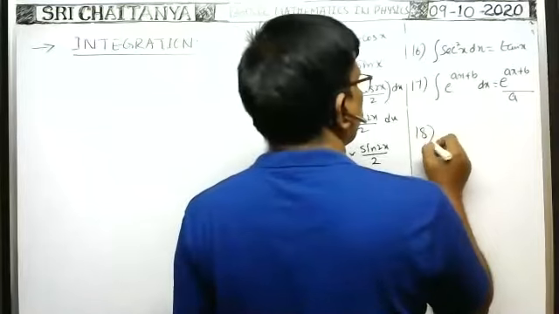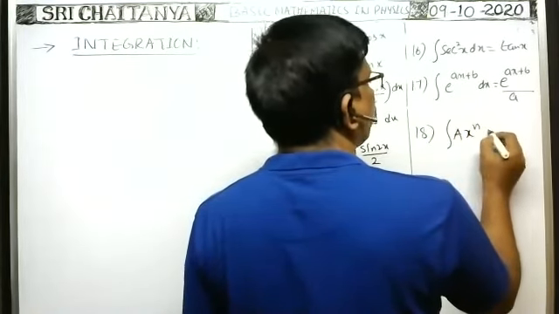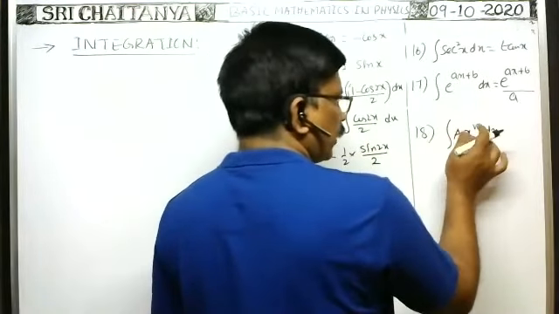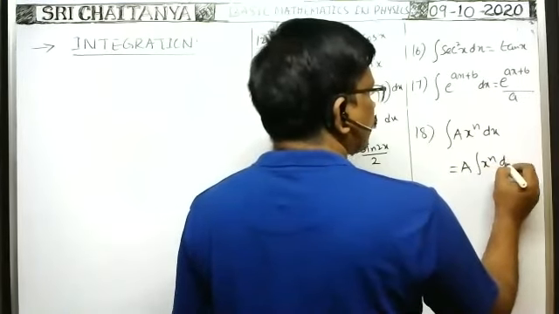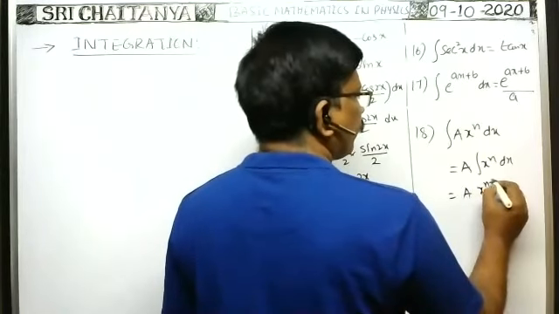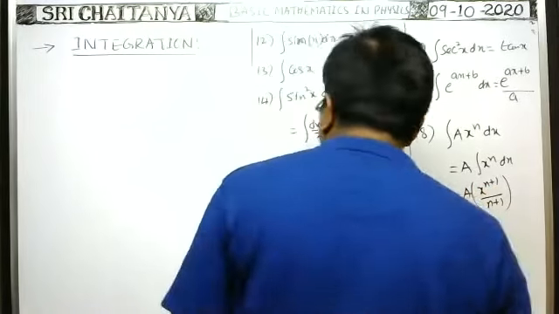Suppose here integral of some constant a into x power of n dx is there. When the constant is in multiplication with x power of n, we can write the constant directly outside. Integral x power of n dx, we have to write a into integral x power of n, which means x power of n plus 1 whole by n plus 1. This is the answer.